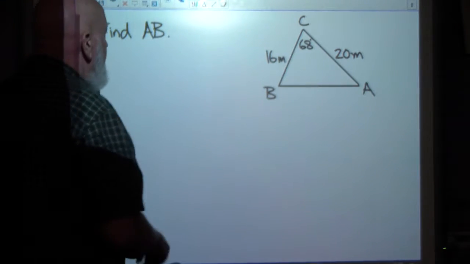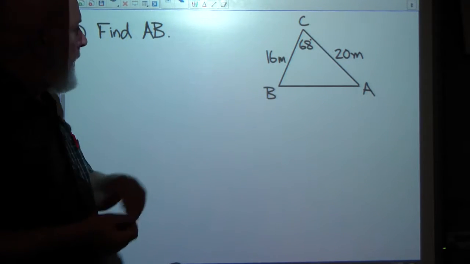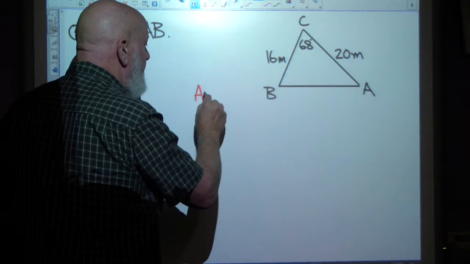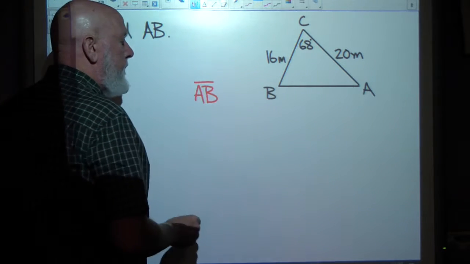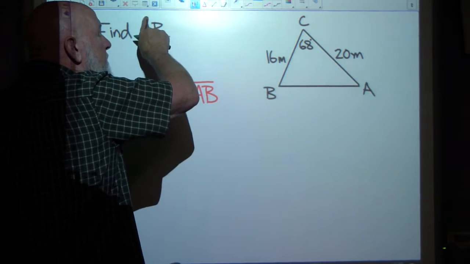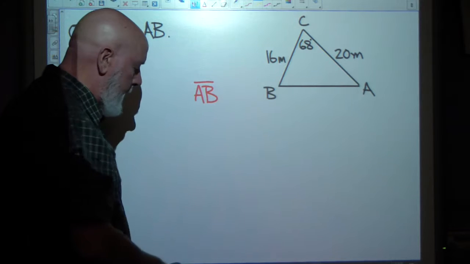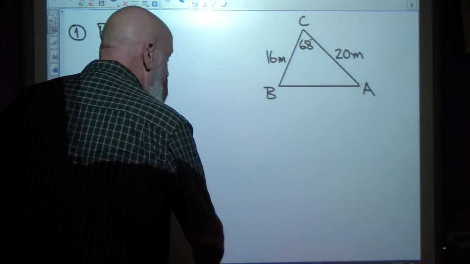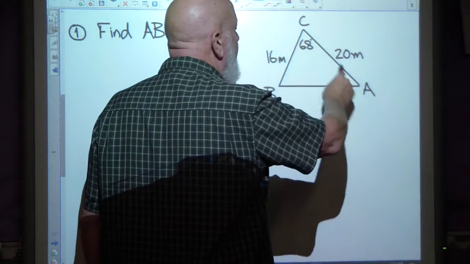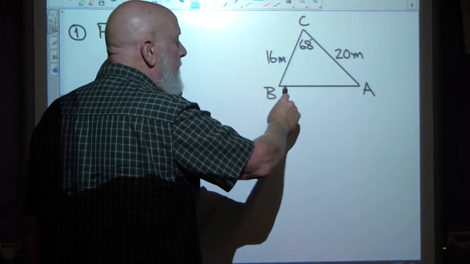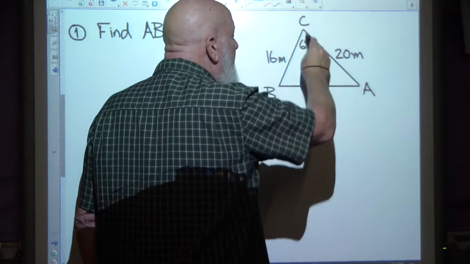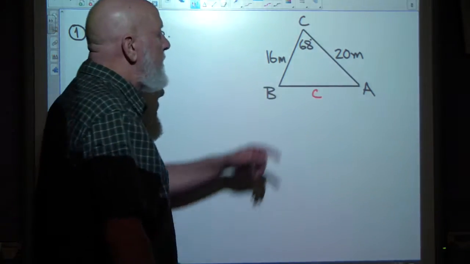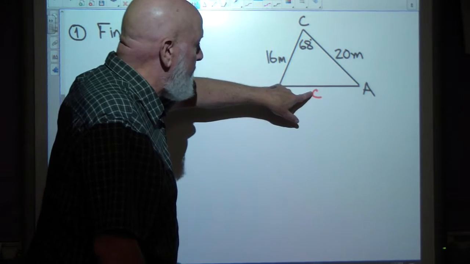Find AB. Now remember, back in geometry, AB, if we saw it with a bar above it, that means line segment AB. If there's no symbol above it, it means the length of line segment AB. So what it's asking you to do is to find the length of line segment AB. So I'm going to look at this figure right here. I see here's what I'm looking for, the length of this segment. So I'm going to name it small c, opposite the angle which is named C. So I'm looking for side c.